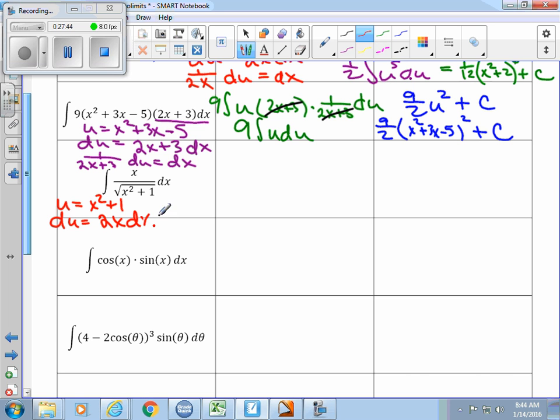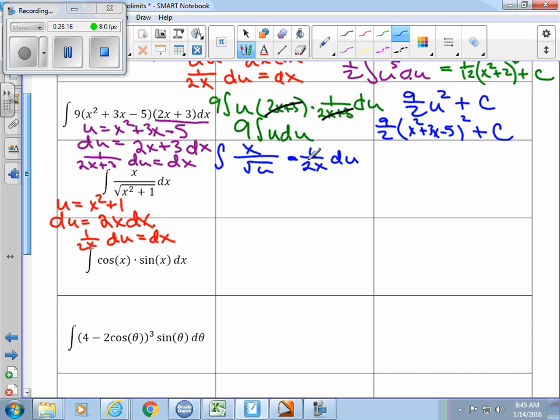2x dx. And so 1 over 2x du equals dx. So, pulling my switcheroo, I have the integral of x over the square root of u times dx, which is 1 over 2x du.